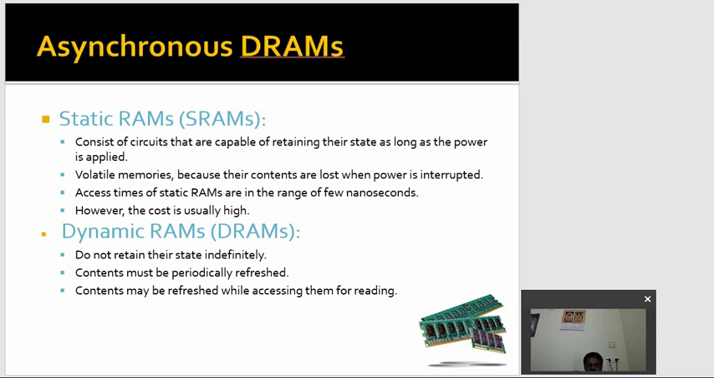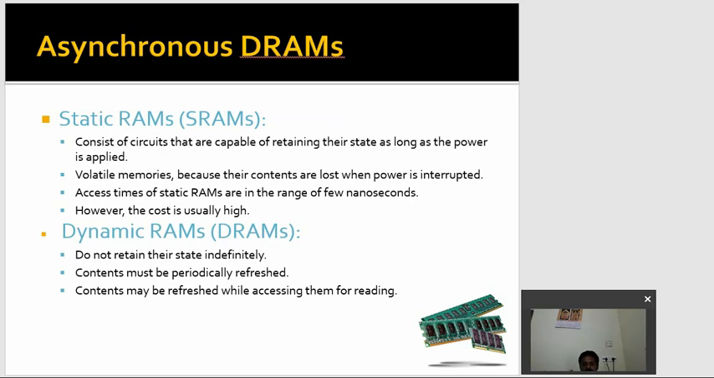So within this, another one, asynchronous DRAMs. The first one is static RAMs, SRAMs, which consist of circuits that are capable of retaining their state as long as the power is applied. That means if the power is there, the state will be retained. So the data will be there. If the power is lost, automatically the data is going to be lost. This is called volatile memory because the contents are lost when power is interrupted.